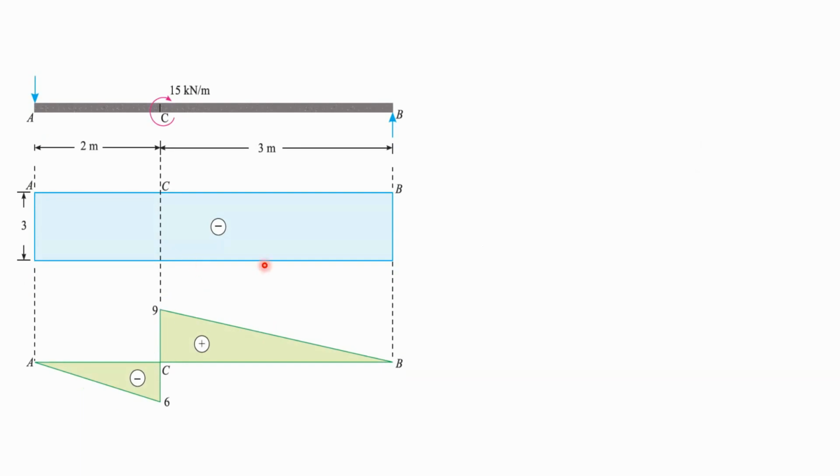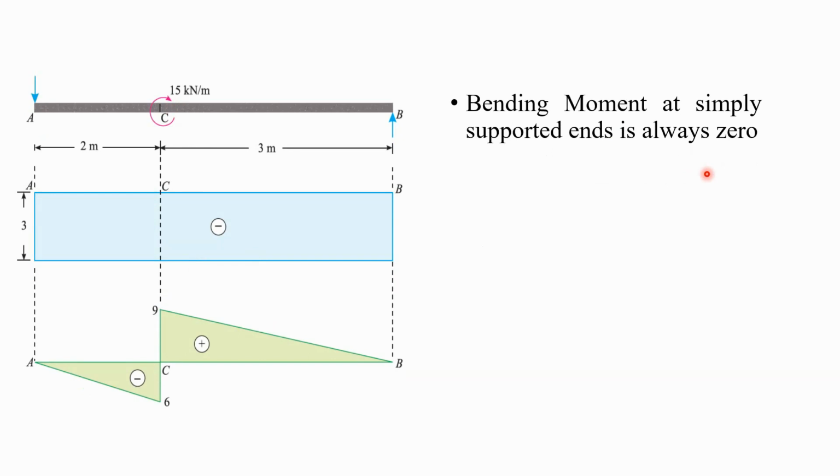The next case: bending moment at a simply supported end is always 0. Means at support points we always get the maximum shear force value, so its bending moment will be 0. The relation between bending moment and shear force is vice versa. Where we get shear force 0, we get maximum bending moment. Where we get shear force maximum, bending moment at that point will be 0.